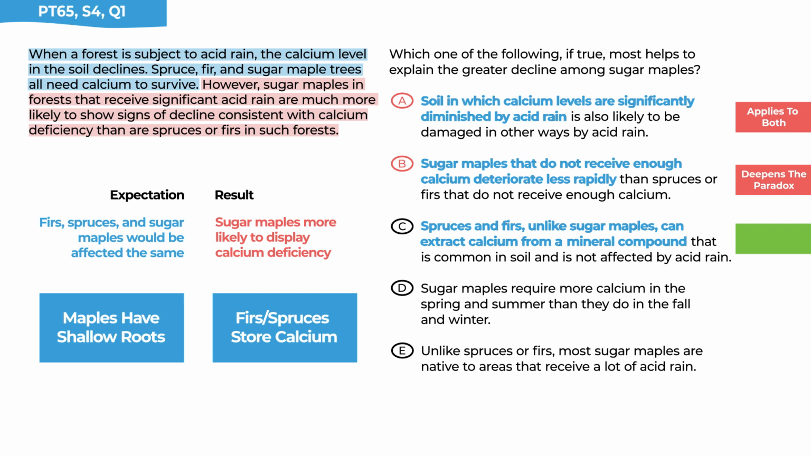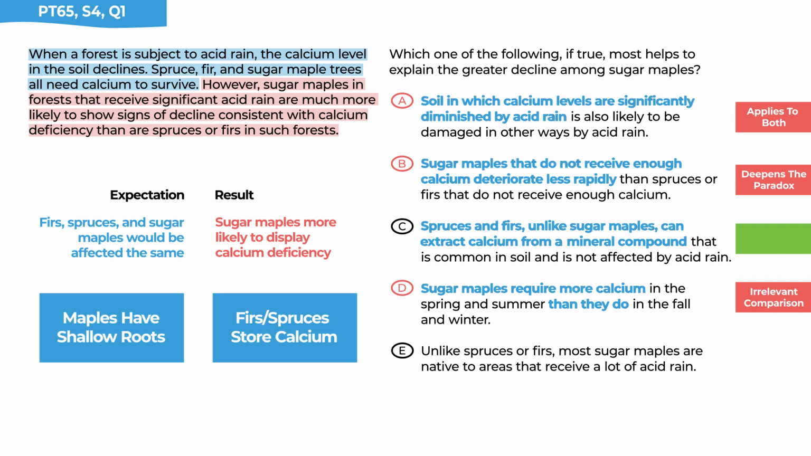Answer choice D says that sugar maples require more calcium in the spring and summer than they do in the fall and winter. So this is giving us information about what sugar maples do and how much calcium they require in different times of the year. This is comparing sugar maples at one time of the year against sugar maples at another time of the year. But what the statements are about is comparing sugar maples against firs and spruces. So answer choice D is giving us a comparison, and an irrelevant one. We don't really care how sugar maples compare to themselves at different points in time. We care about how sugar maples compare to firs and spruces when they're washed out with acid rain.